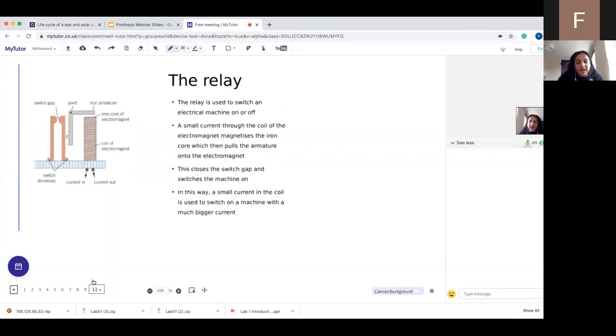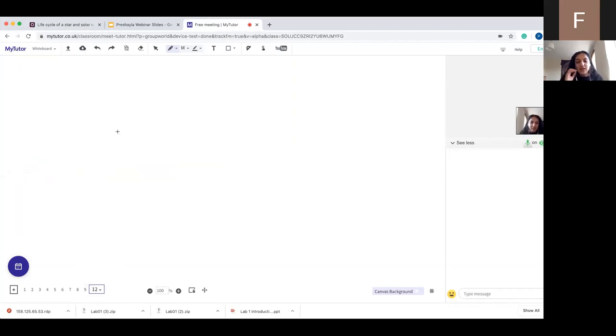The relay, again, another one, and this is used to switch machines on and off. So by putting a small current in the electromagnet, we can turn on a machine that has a large current, therefore saving power. Then looked at the motor effect.